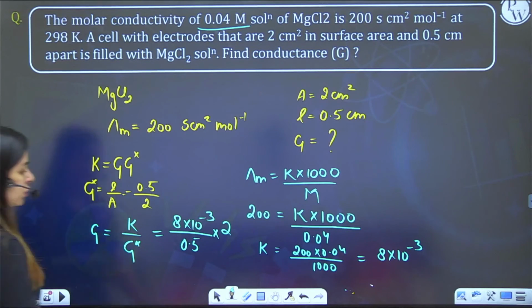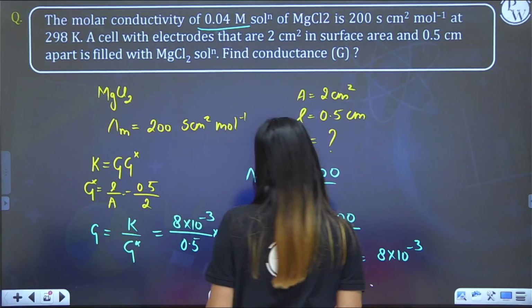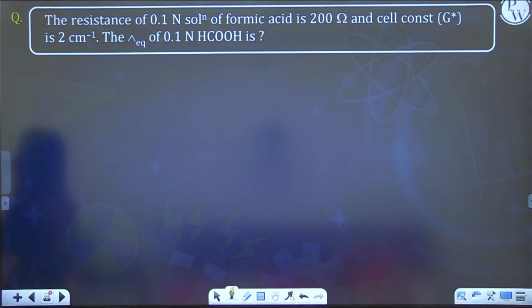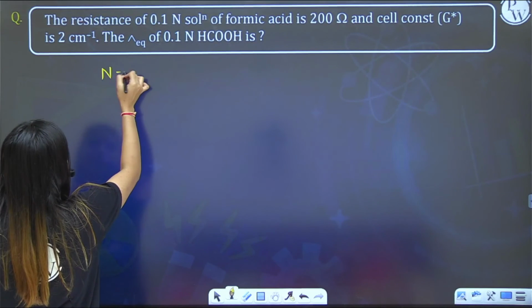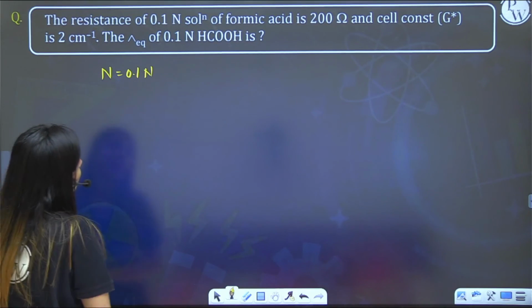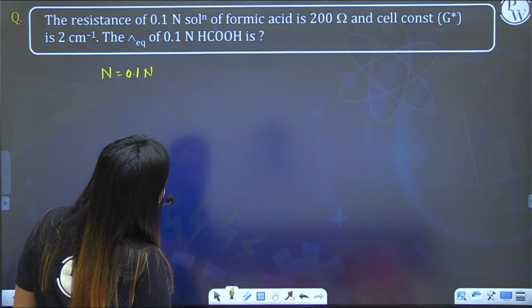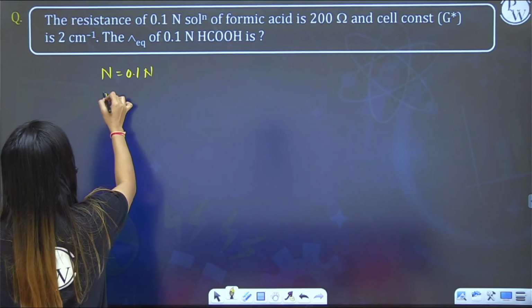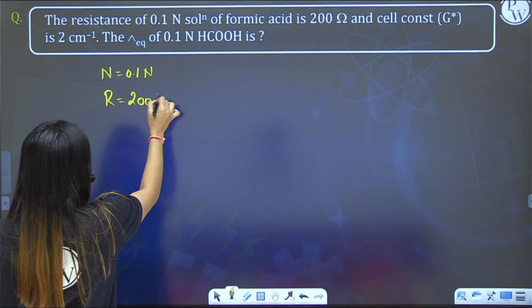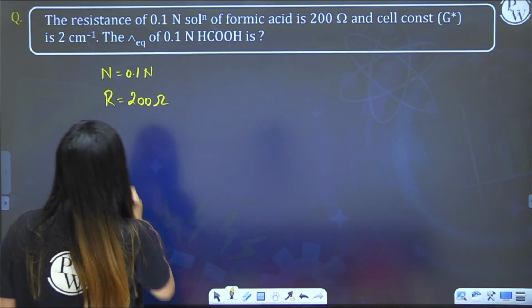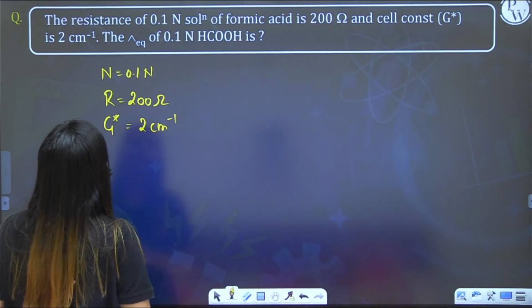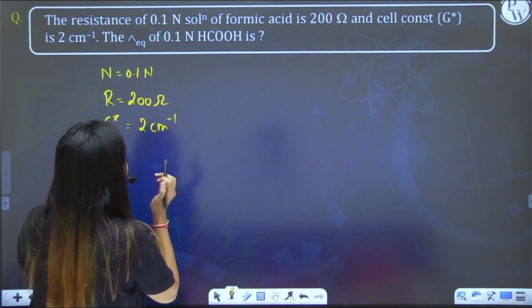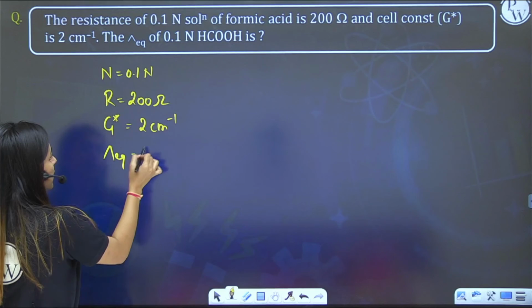Let's move forward to the next question. What does the next question say? The next question is on your screens now. Just see the question. Question says that the resistance of 0.1 normal, so normality of the solution is to be 0.1 normal, of the formic acid is 200 ohm. So you are given resistance as 200 ohm. And the cell constant also, my dear students, G star value is given to be 2 centimeter inverse. You have to calculate the equivalent conductivity.